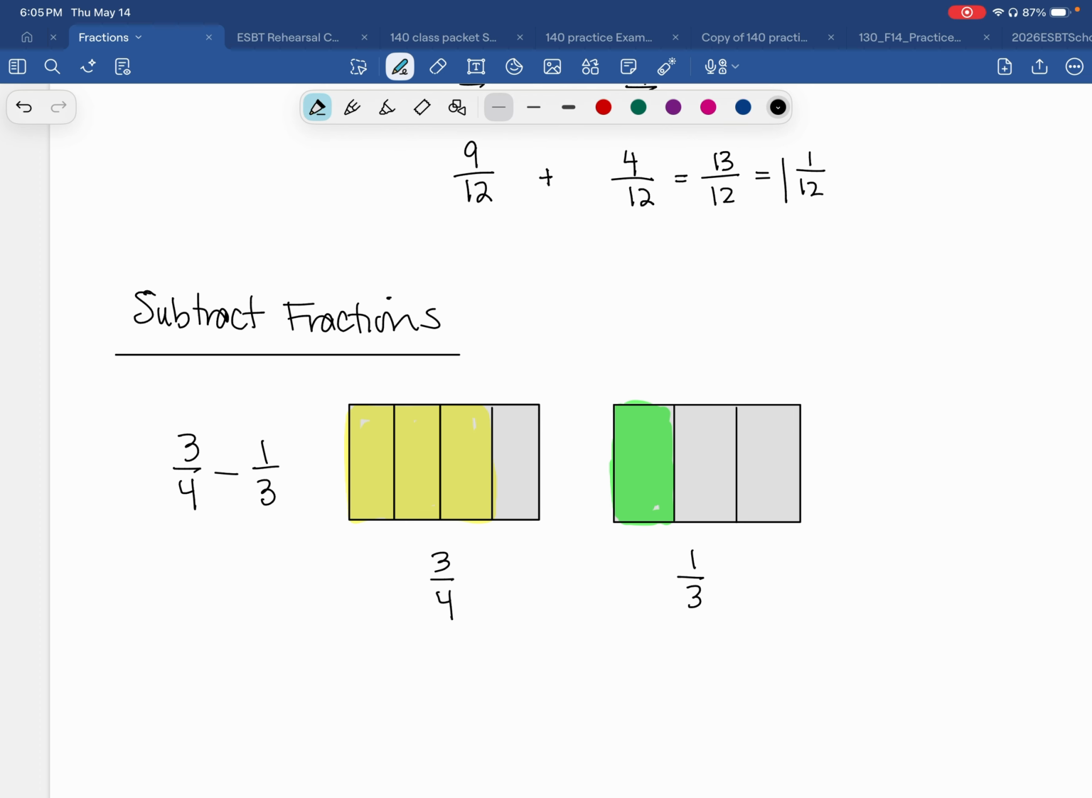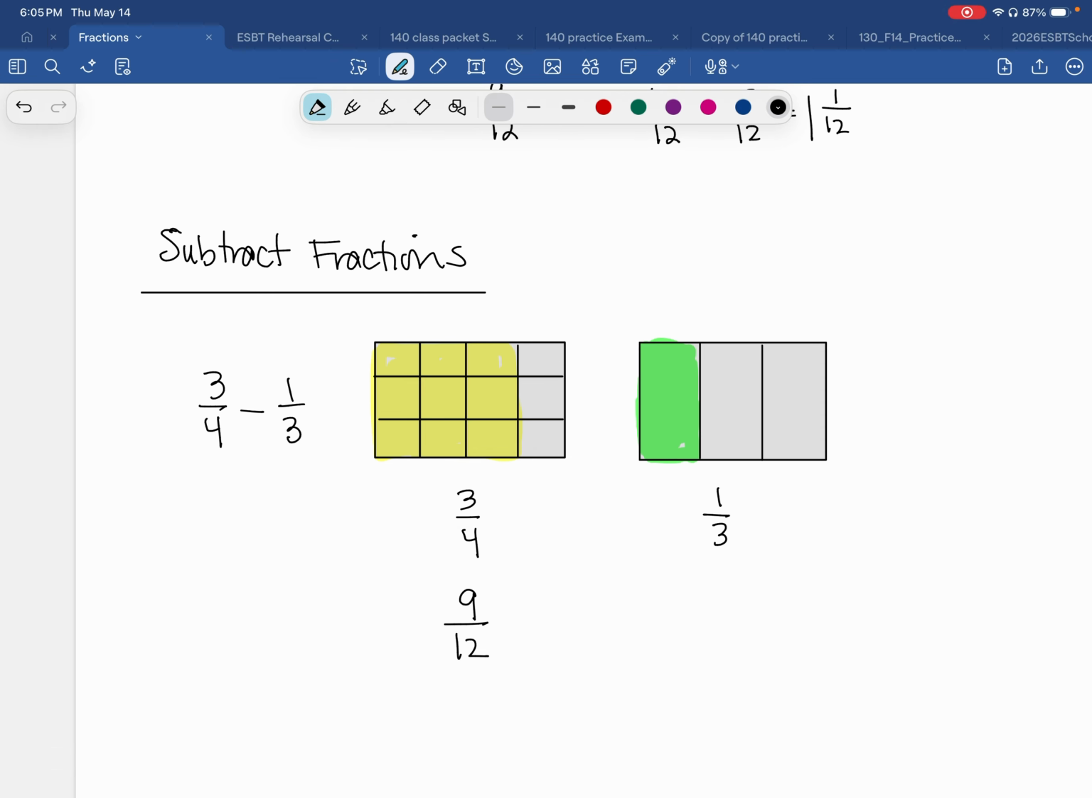So what I need to do is get those common denominators. I need to get the same size pieces. So what we're going to do is cut it horizontally using the denominator of the other fraction. So my 3/4 is divided into fourths. I'm going to cut that into thirds horizontally. So 3 rows. Okay. And that means that now I have 9 out of 12 pieces shaded. And for this one over here, we're going to cut it into fourths to match the other denominator. And that'll give me 12 pieces. And I have 4 that are shaded.